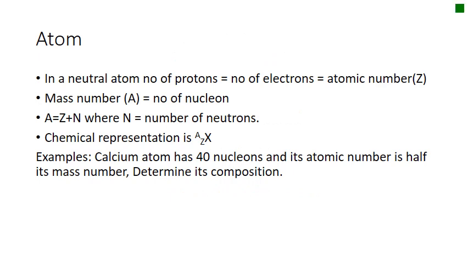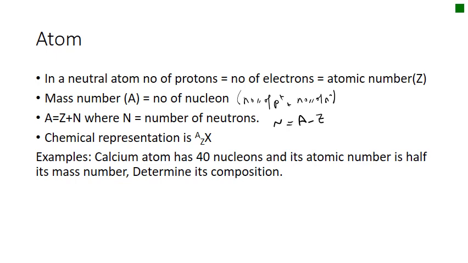As we all know, in a neutral atom the number of protons is equal to the number of electrons, which is equal to the atomic number, while the mass number is equal to the number of nucleons. The number of nucleons is equal to the number of particles inside the nucleus, which are protons and neutrons. So A equals Z plus N, and we can find the number of neutrons as N equals A minus Z. The chemical representation of an atom is X with A and atomic number Z, so it is represented by these two numbers A and Z.